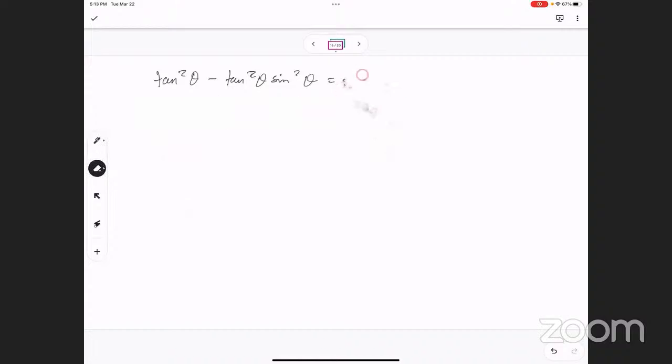What I do is I write the answer that I want at the bottom, sine squared theta, and then I just work on one side. So I'm gonna factor out a tangent squared. Now, doesn't this look familiar to you guys? Doesn't this look like maybe it's something we can use? Cosine squared. Yeah, that's cosine squared. So that's tan squared theta times cosine squared theta.